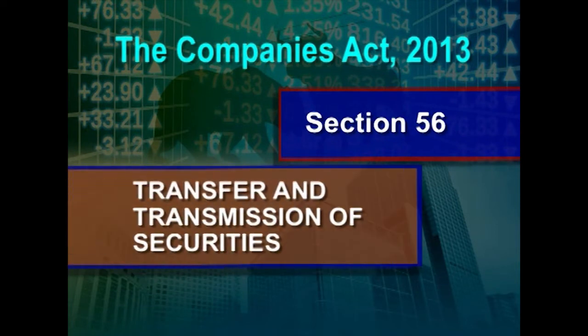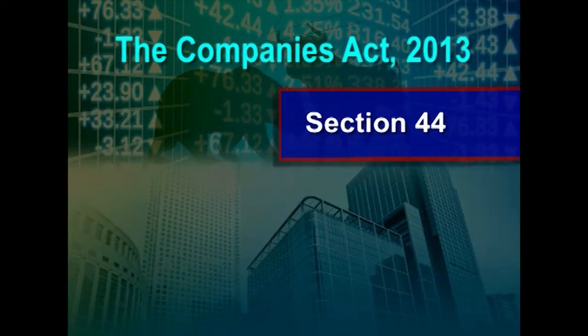Section 56. Transfer and transmission of securities. One of the main advantages of doing business in the form of a company is that a shareholder in a company can transfer his shares easily. According to section 44 of the Act, shares or debentures or other interest of a member in a company shall be movable property capable of being transferred in the manner provided by the articles of the company. The regulations of the company may impose fetters upon the right of transfer.